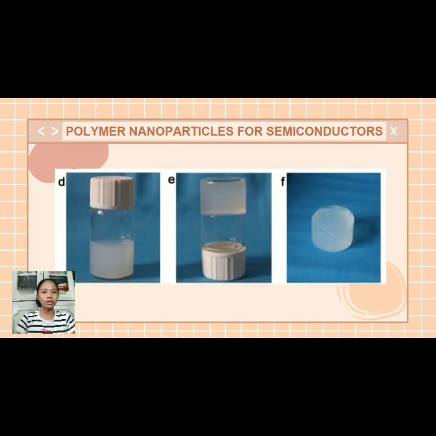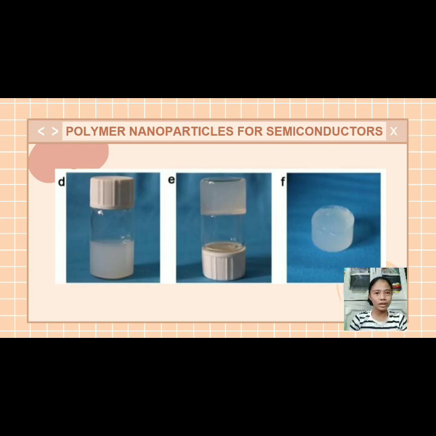Letter D, optical images of the hydrogelation process. A mixture solution of zinc oxide nanoparticles, dimethylamine, and clay nanostructures. Letter E, hydrogelation after 1 hour of irradiation. The next is letter F, the elastic zinc oxide nanocomposite hydrogel.